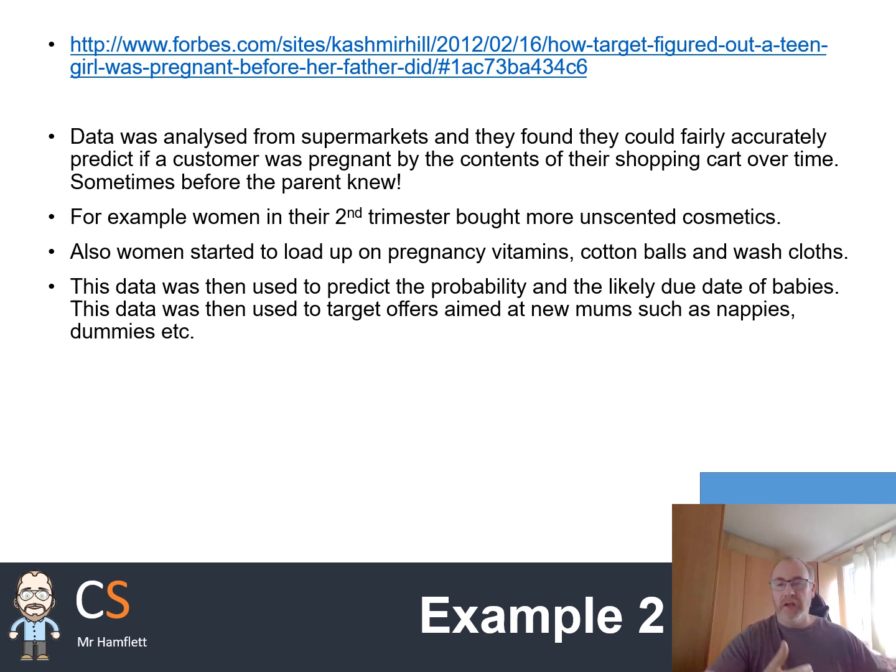So as it turns out, they could use this data so accurately they can not only work out whether someone is pregnant or not, but also their due date, which is quite scary. And that way they can start targeting adverts to them, give them discounts and vouchers, try and get them back to the shop for things like nappies and dummies and all those kind of things that a family would need when they're having a new child. So this is just another example.